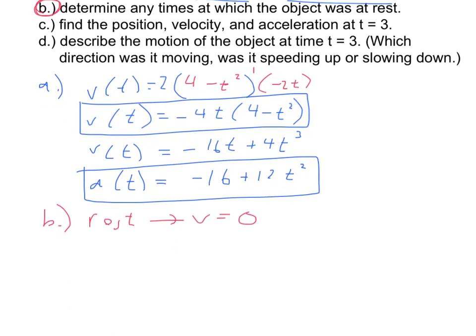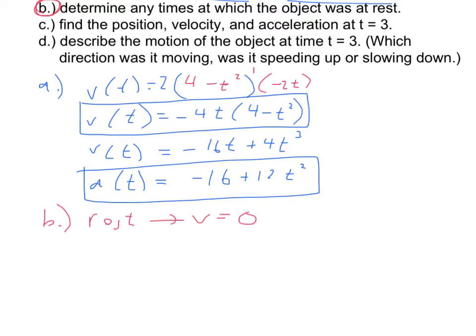Now you'll notice that as I'm doing these things, I'm writing each of these things as v of t, and then when it changes to acceleration, I write that. The reason that's valuable is that when I need to set the velocity equal to 0, I can set any of these versions of velocity equal to 0. In my opinion, the best one to use is this middle one that I have boxed, because it's already factored.